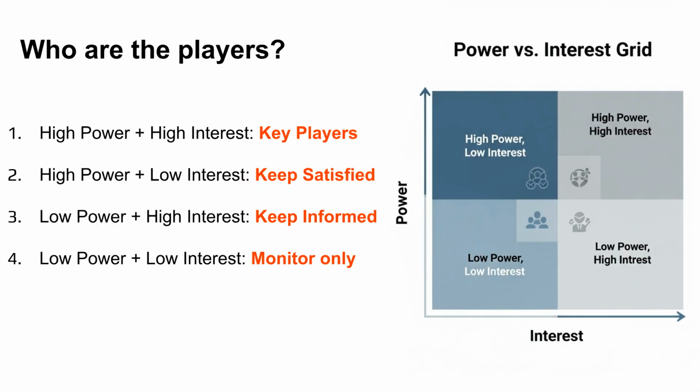The power versus interest grid helps categorize stakeholders. Key players have high power and high interest. Those with high power and low interest need to be kept satisfied. Stakeholders with low power and high interest should be kept informed. Finally, those with low power and low interest only need to be monitored.